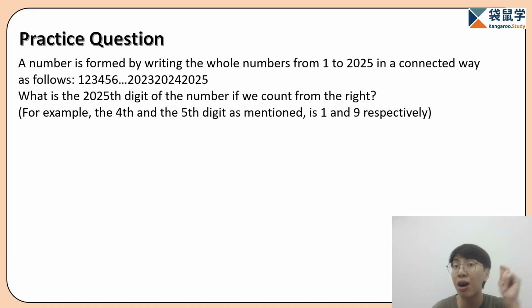But that is not all. We still have our practice question. For all of you, remember, once we are done with this question, write in the comment section below and put your answers there.